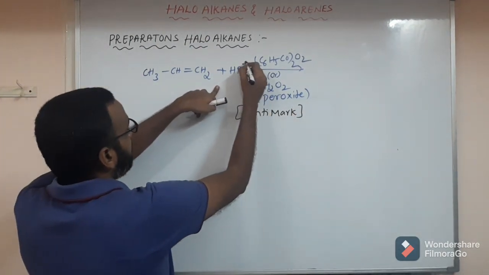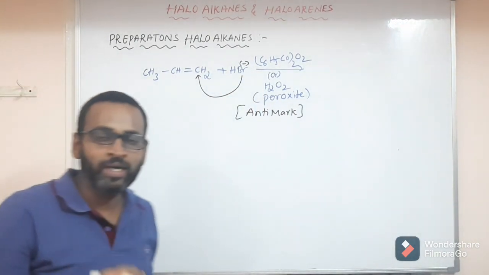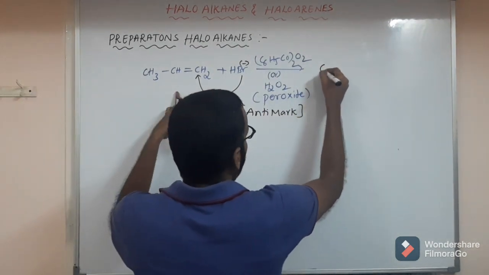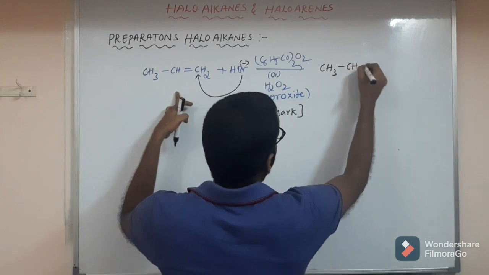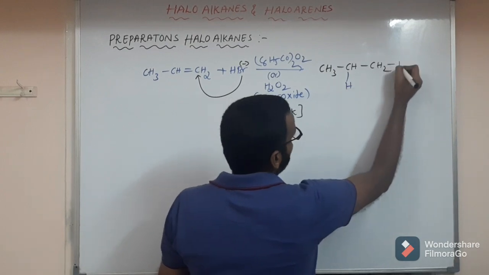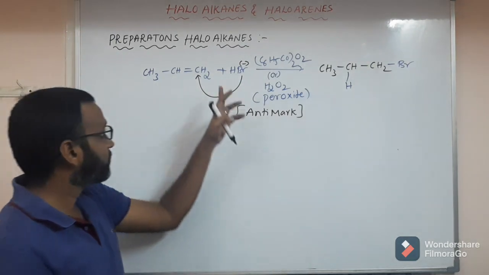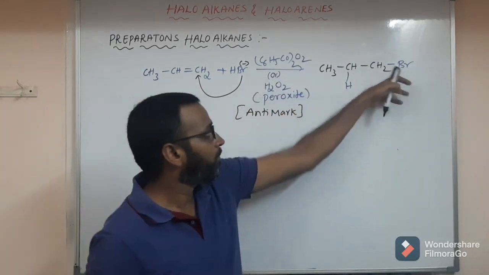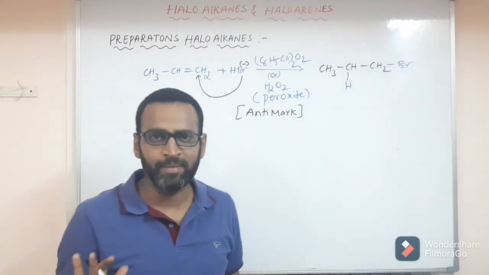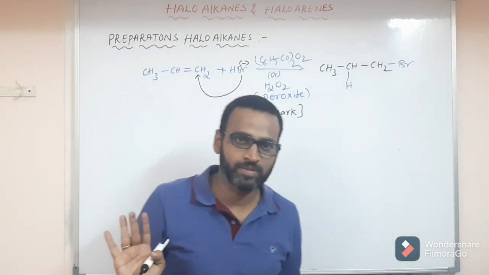Now this Br minus, the negative species, will add to the double bonded carbon which has more hydrogens. Here there are no migrations. So the product is CH3, CH single bond CH2, with H here and Br here. What is the difference between the previous one and now, understood? With HBr and no peroxide, Br goes here and H here. Shifting happens only if the double bonded adjacent is more stable.